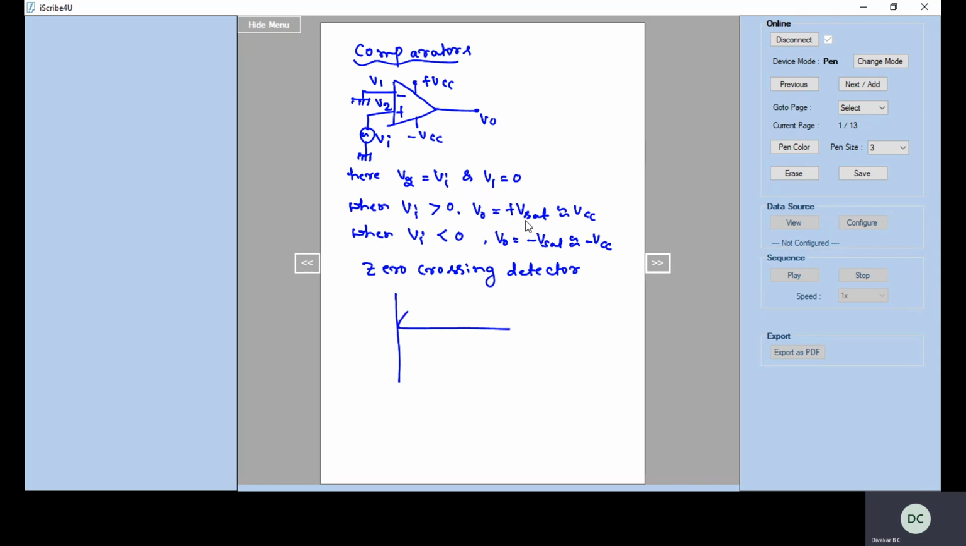Let us sketch the input and the output waveform. This is Vi versus T, with plus Vsat and minus Vsat. Vi is greater than 0, Vi is less than 0. This is T. So why is it called the zero crossing detector? Because whenever it crosses the zero level, the output switches its state from plus V0 saturation to minus V0 saturation.